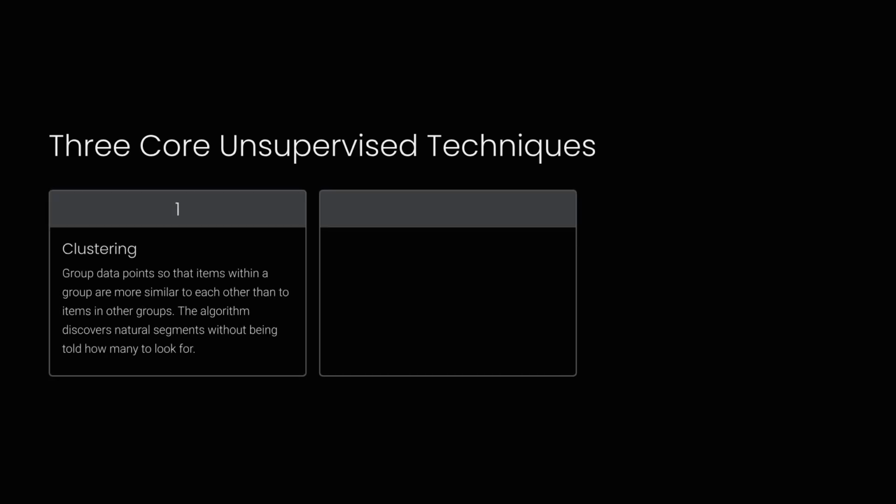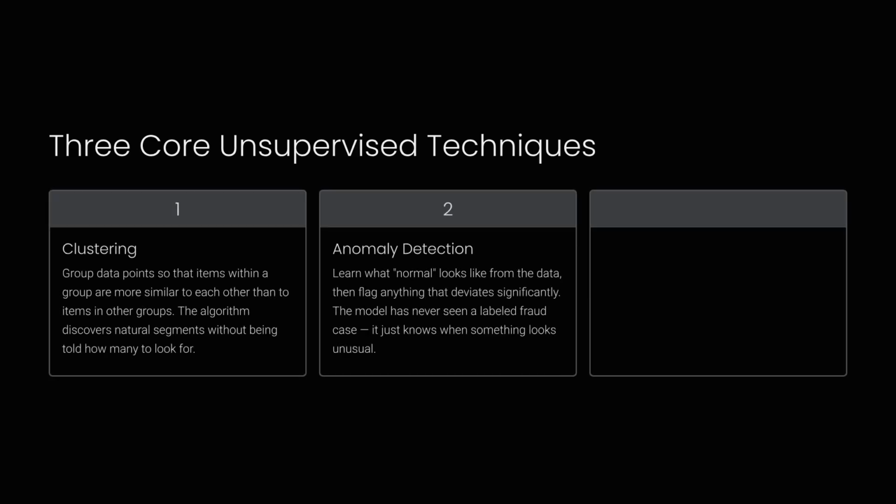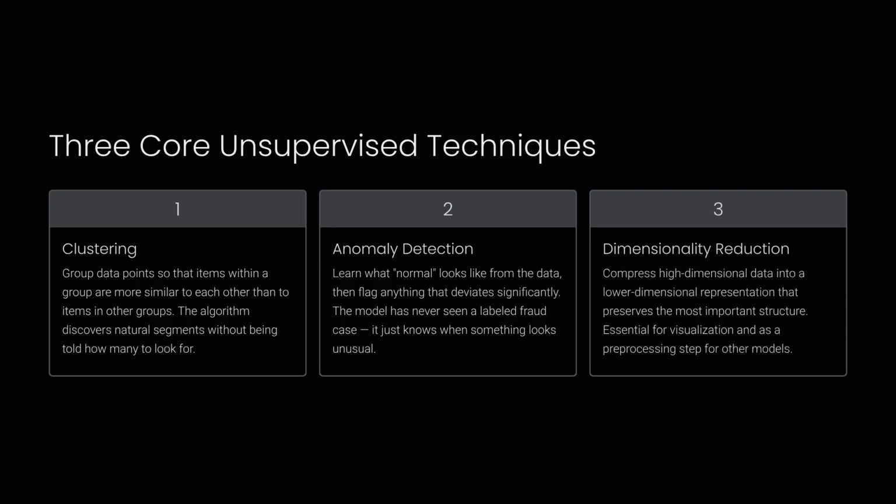The 3 core unsupervised techniques are clustering, which groups similar data points, anomaly detection, which flags deviations from the norm, and dimensionality reduction, which compresses data for visualization and preprocessing.